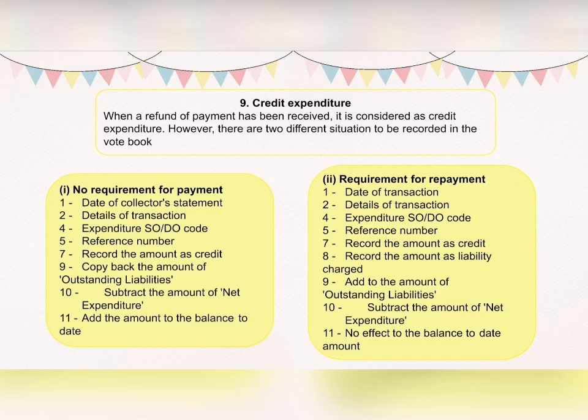The second situation is requirement for repayment. If credit expenditure requires repayment, the vote book will show it as a credit amount. So the recording that will take place is columns 1, 2, 4, 5, 7, 8, 9, 10, and 11. For example, when there is a cancelled check.